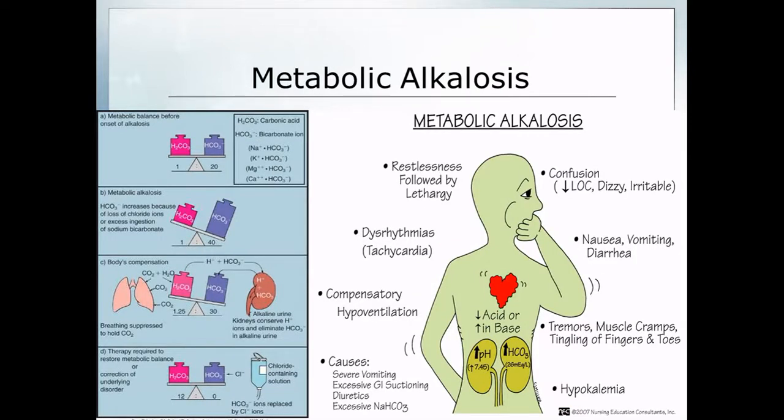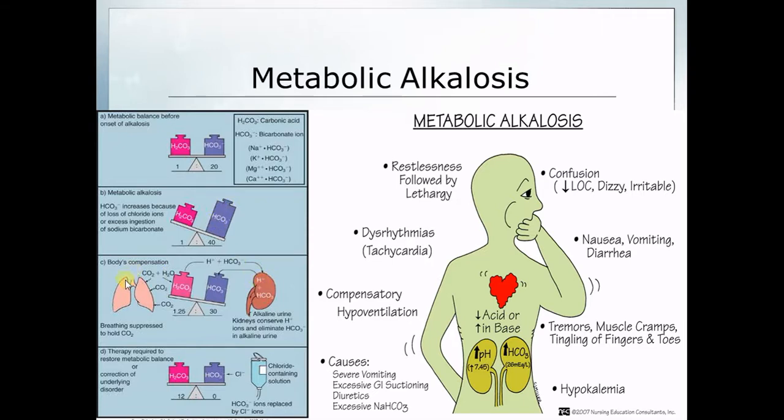The next one's metabolic alkalosis. So with alkalosis, the base is too dominant. So either the base became real heavy or the acid became too light. And you can see the compensation again. So the kidney's going to try and get rid of more, what? Acid or base? If the base is dominant, it tries to get rid of more of the base.